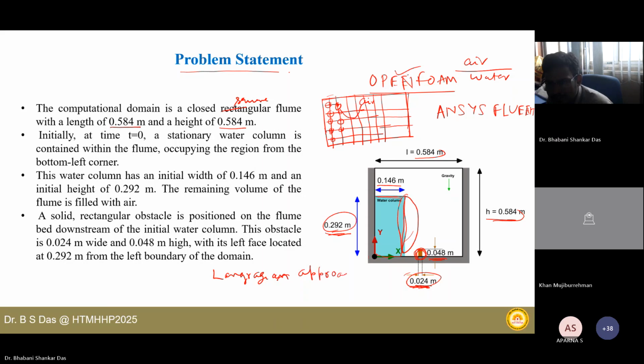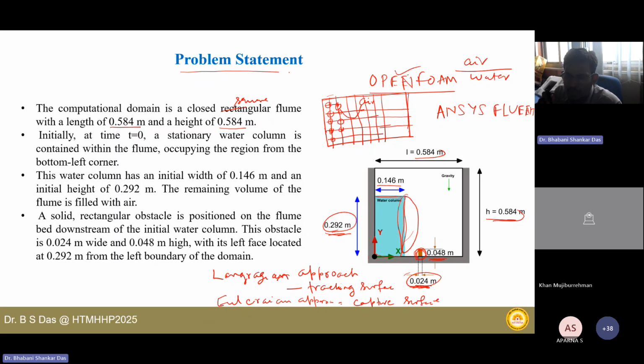That approach is basically tracking the surface. And the Eulerian approach is there. The Eulerian approach will not track, it will capture the surface. So generally the Lagrangian approach means we have to track a particular fluid particle, how it is moving upwards, downwards, in lateral directions.